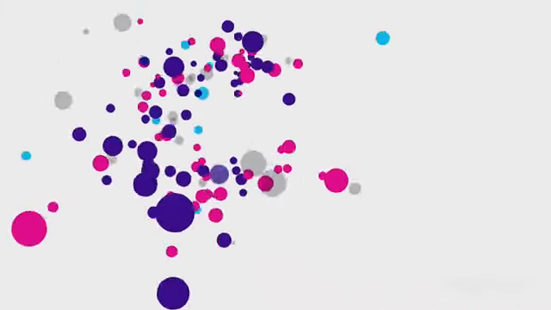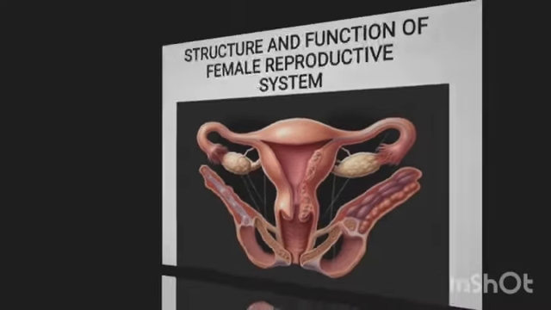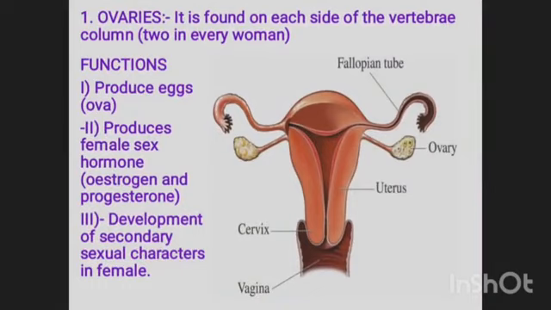Let's look at the first structure we are talking about here. Let's look at the ovaries. Now, the ovaries are found on each side of the vertebral column, and it's usually two in every woman. Just the way you have the testes for the male, it is the ovaries that we have for the female. That's the difference between them. For the male, it's the testes. For the female, it is the ovary, and we have two in every woman, right? Just around the waist or around the hip region.